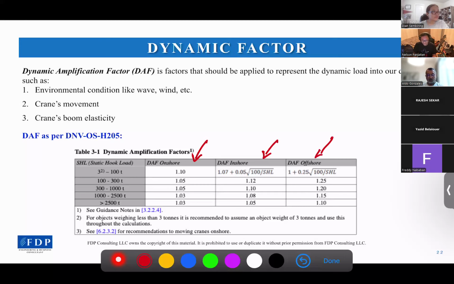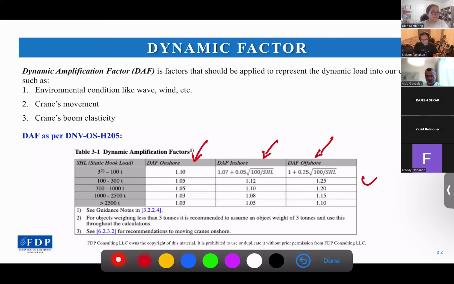Now, what is the difference between inshore and offshore? Inshore is a location that is already designed to be protected from high wave, like a port or harbor, while offshore is not protected at all. So that's why, if we look at the table, the dynamic factor in offshore is bigger than in inshore.